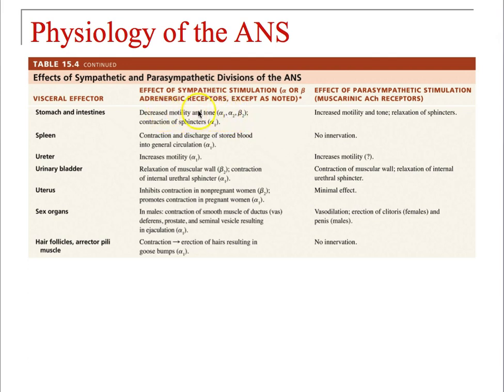Here you can see decreased motility of tone, which means when you're running for your life, sympathetic stimulation, you shut down motility and tone inside the small intestines and stomach. Okay? But if you activate it, you get increased motility and tone. This is where they get the rest and digest from. Okay? You're digesting when the parasympathetic nervous system has been activated. You stop that when you're running for your life.